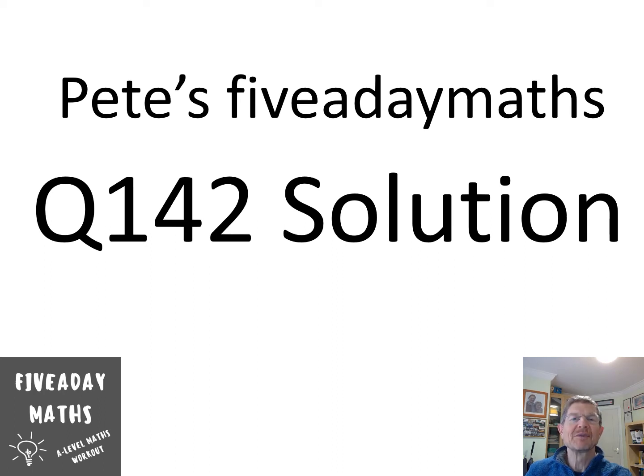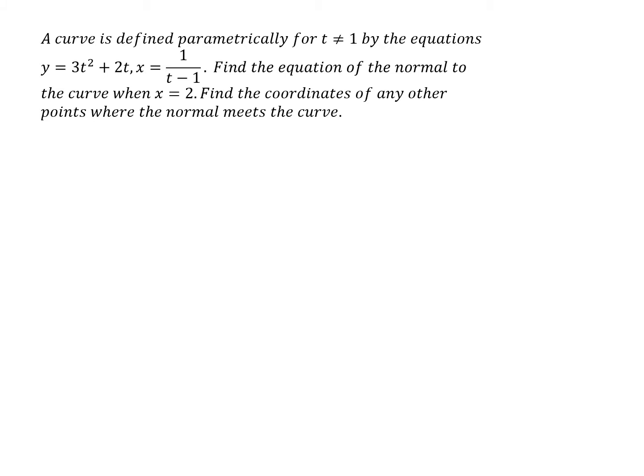So in this question, we've got differentiation meets parametric equations, so parametric differentiation. To find the equation of a line, in this case the line is the normal to the curve, we need to find a point on the line and the gradient of the line. Well, we've got the x coordinate of the point on the line, but we need to find the y coordinate.